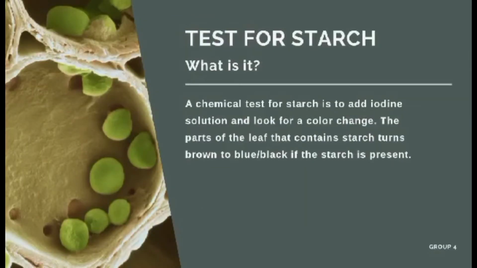Test for starch. What is it? A chemical test for starch is to add iodine solution and look for a color change. The parts of the leaf that contain starch turn brown to blue or black if the starch is present.